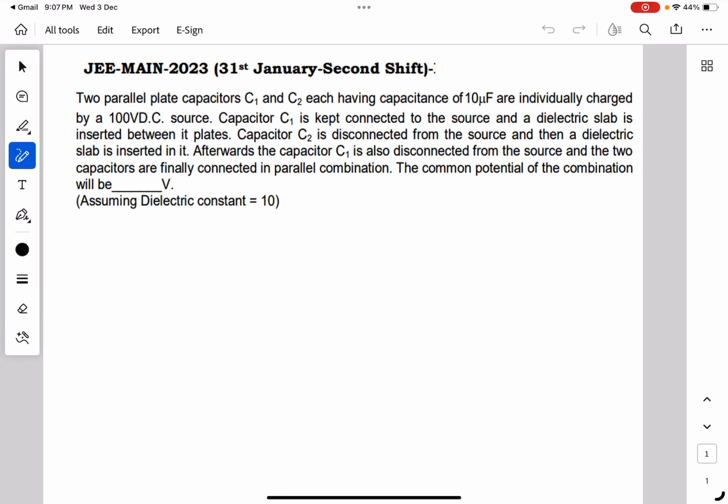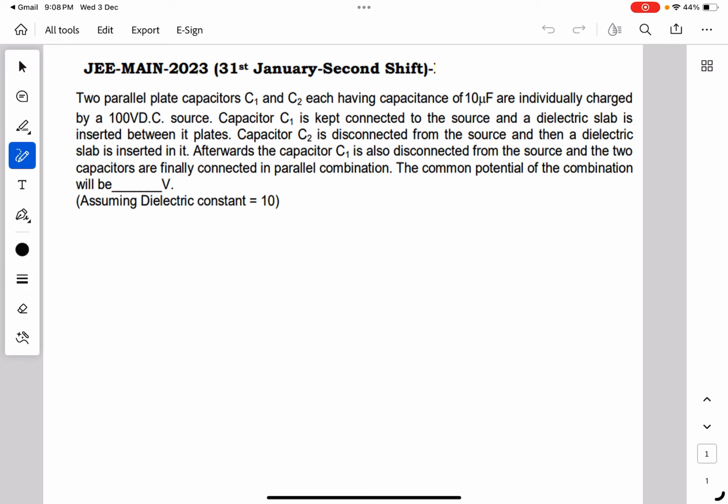Hi everyone, let's take up a question on capacitance. Two parallel plate capacitors C1 and C2, each having capacitance of 10 microfarad, are individually charged by a 100 volt DC source. Capacitor C1 is kept connected to the source and a dielectric slab is inserted between its plates. Capacitor C2 is disconnected from the source and then a dielectric slab is inserted in it.